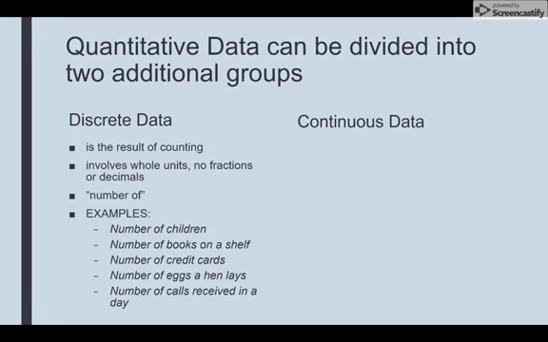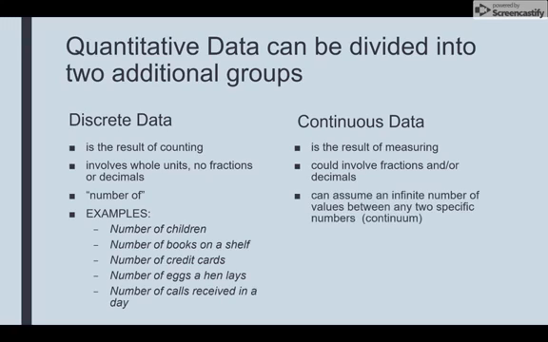Quantitative data can also be continuous. Continuous is the result of measuring. It could involve fractions and or decimals. The data can assume any value, an infinite number of values between two specific numbers. Again, think about using a ruler and how you can have half units or quarter units or eighths or sixteenths. Again, it could be any value in between. Examples, things like height, weight, temperature, distance traveled.